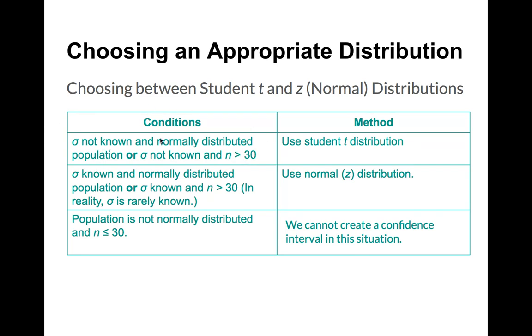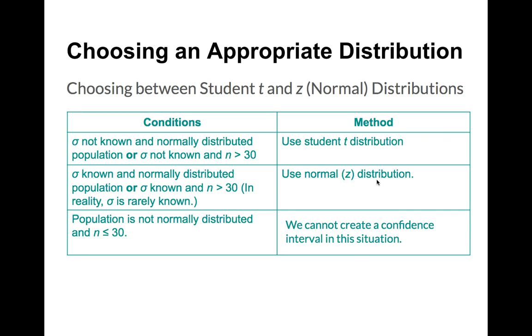If you have one of these two cases, sigma is not known and the population is normal, or sigma is not known and n is greater than 30, you are going to use the T distribution. The big key here is sigma is not known. However, if sigma is known and the population is normal, or sigma is known and n is greater than 30, you'll use the normal distribution.